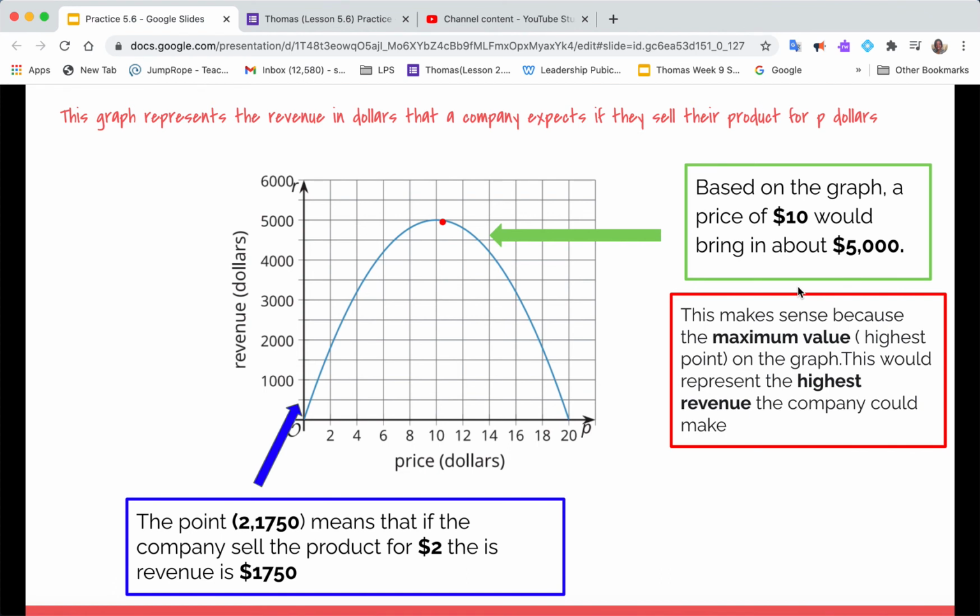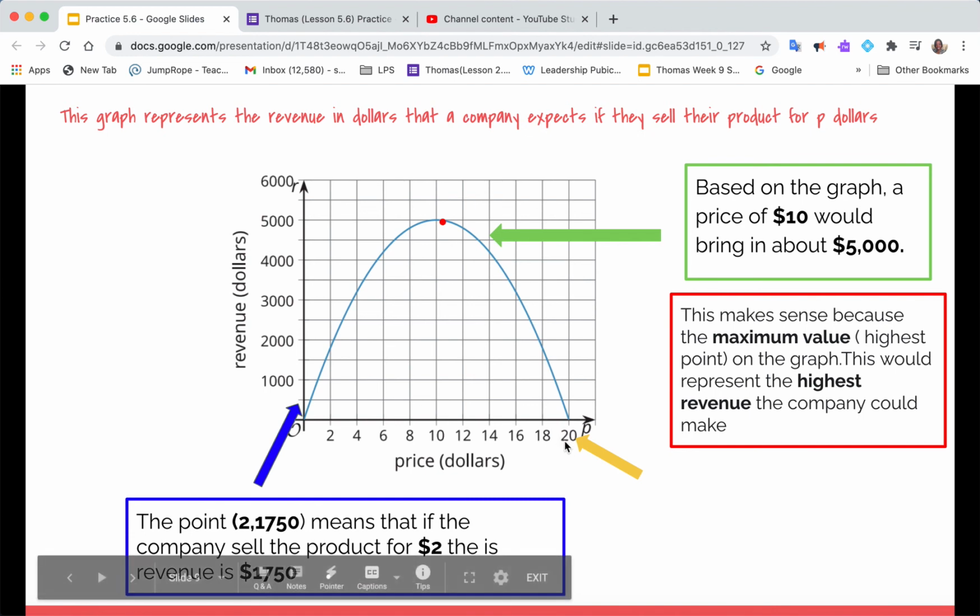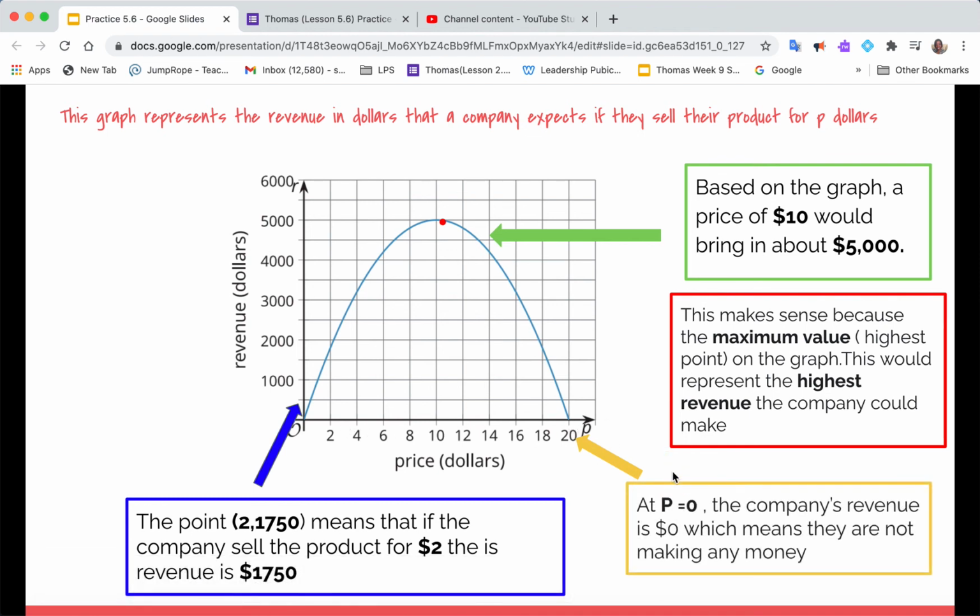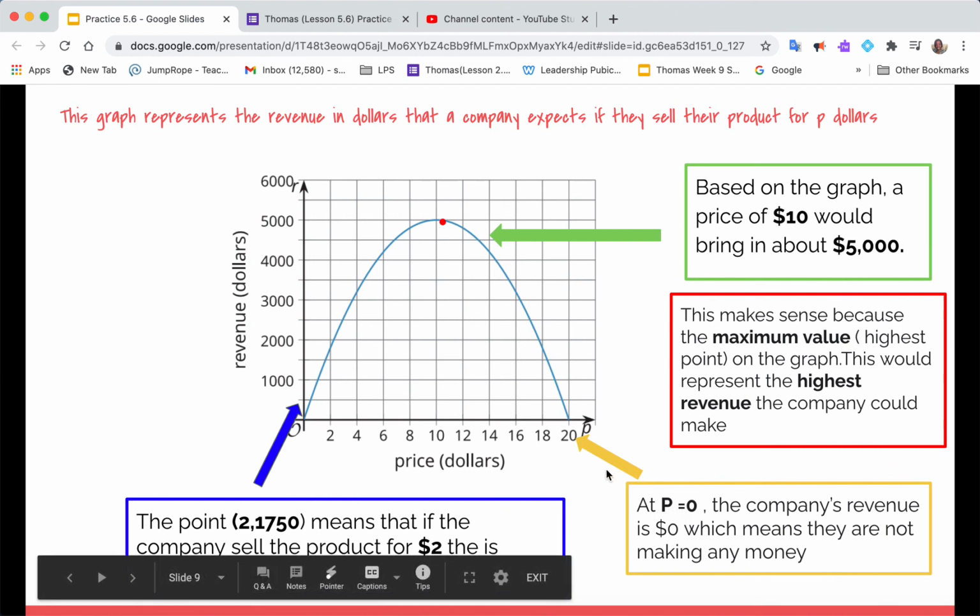The last question we're asked to answer is what is true about the revenue for P equals 20. So when the price of the product is equal to 20, we're looking here, so price is equal to 20. We notice that the curve or the line is touching the x-axis. What's happening there is that's going to be $0. So at P equal 20, the revenue is going to be equal to 0. So it means that the company is not making any revenue at all.